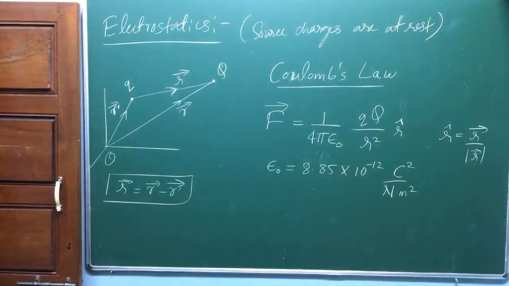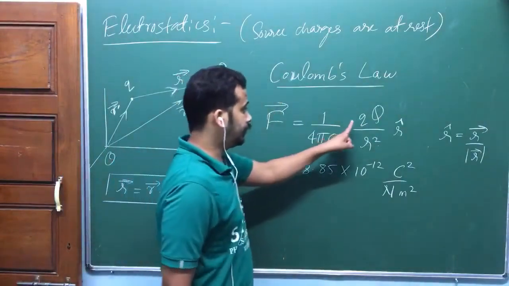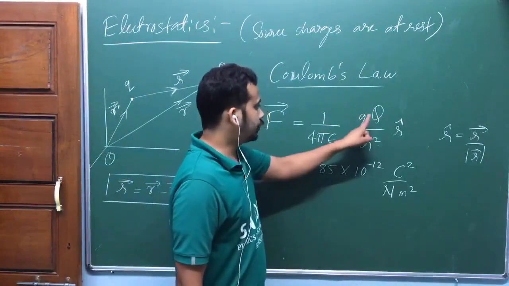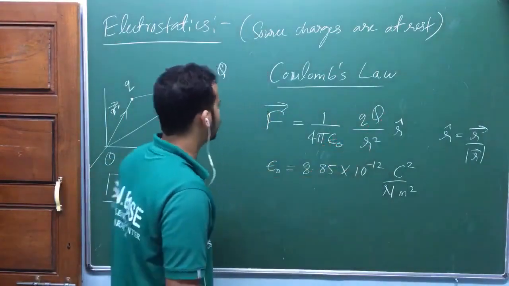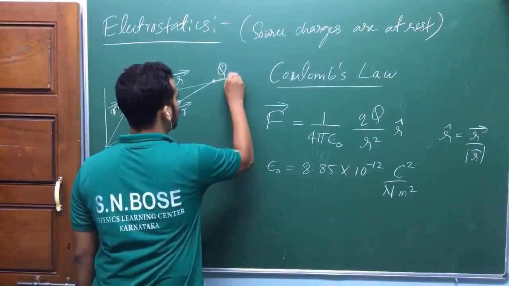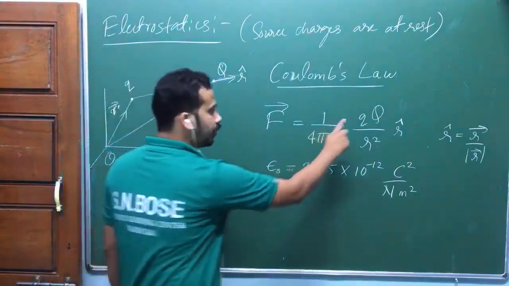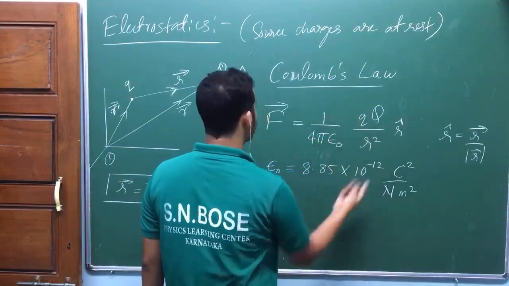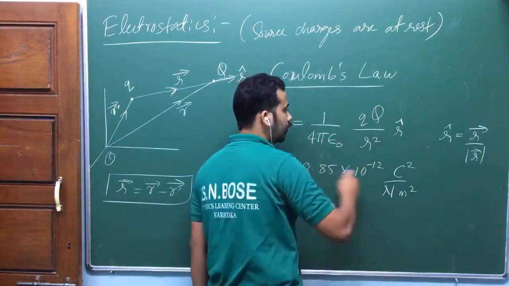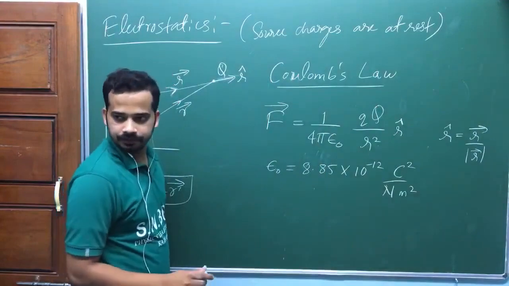This is a force law. It depends on the product of these two charges. There are two kinds of charges. If both charges are positive, then the force is repulsive. This is italic R cap, that's the direction. If both charges are positive or both are negative, this product will be positive, so the whole quantity is positive. So the force will be along this direction. We call it repulsive.